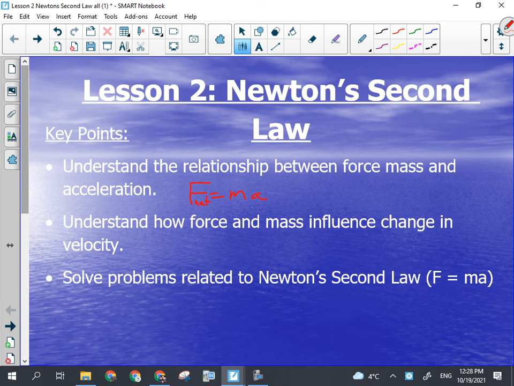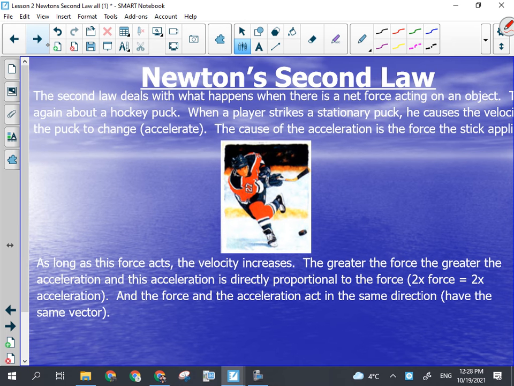Okay, so we have to understand how force and mass influence change in velocity. That's kind of what we were just talking about, and then obviously solve some problems to do with Newton's second law. The second law deals with what happens when there is a net force acting on an object. If there's a net force, there will be an acceleration. There will be a change in velocity. So when a player strikes a stationary puck, he causes the velocity of the puck to change.